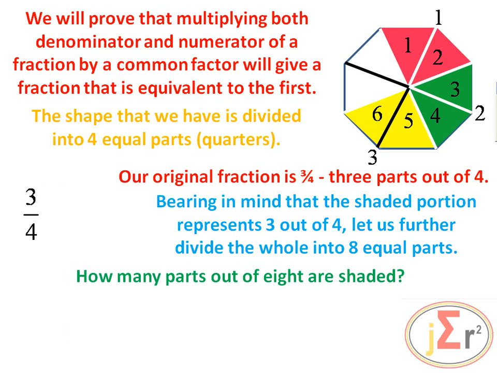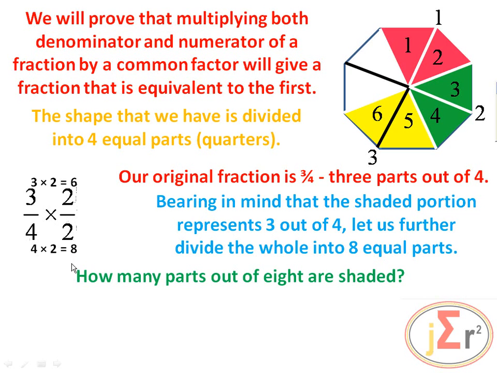So here we have 3 quarters being multiplied by a common factor of 2. So both numerator and denominator will be multiplied by 2. So we have 3 times 2 equals 6, and 4 times 2 equals 8. Alright. So here's your question, Jerry. We multiplied both numerator and denominator by 2, and the result is 6 and 8.